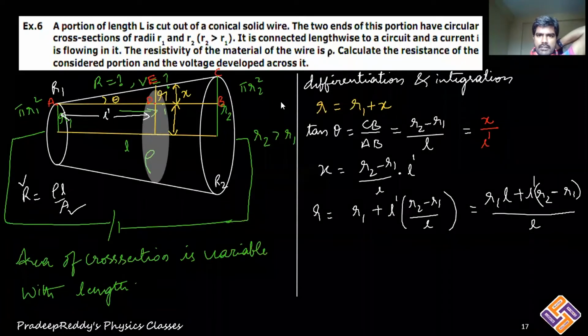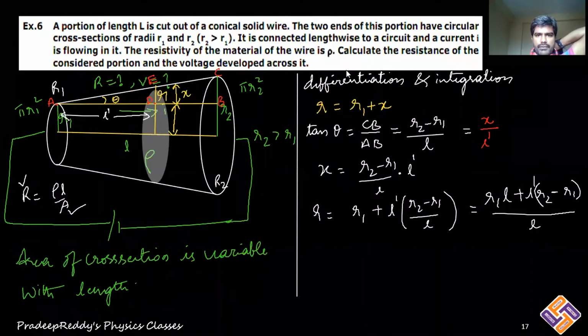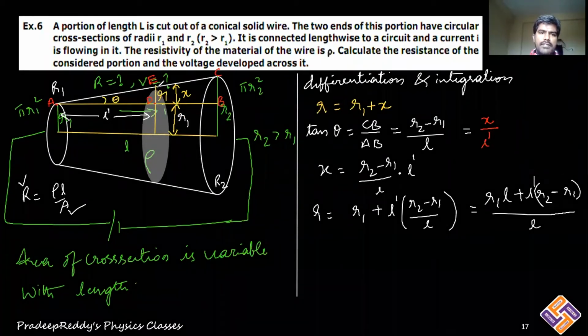So students, my intention is to first find out resistance of this small element. In order to find out resistance of this small element, I should find out its radius. Its radius, I am considering it as a small r, which is marked over here. And this small r can be written as r1 plus x. This length, I am considering it as r1. Total radius of this very small element is r1 plus x.